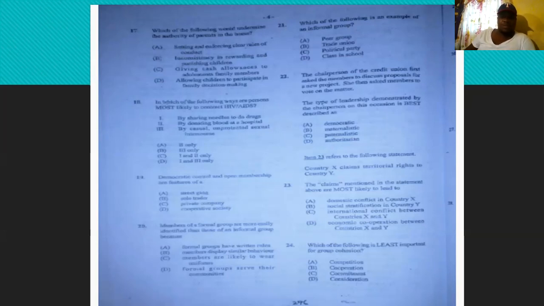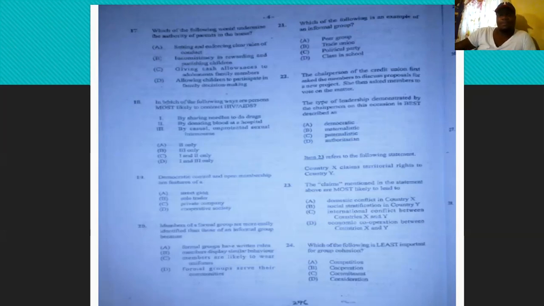Formal groups serve their community. Yes, some formal groups serve their community. Yes, and formal groups have written rules. Yes, members display similar behavior. Yes, but it says how can we easily identify the members? So the answer is C. Members are likely to wear uniforms. So an example of a formal group: a school or the bank. You usually see persons working in the bank in their uniform with the company's logo on it. Schools, you know who attends which particular school based on the uniform, right?